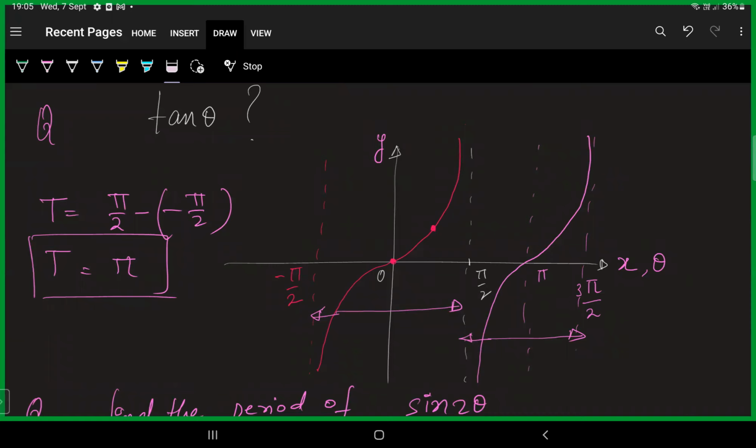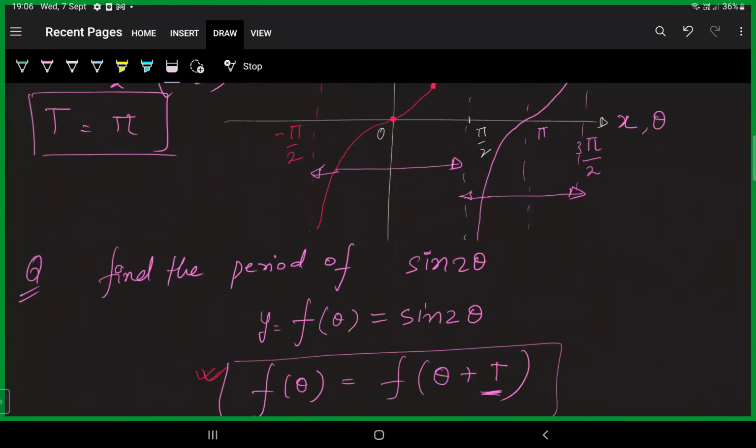Because tan of negative theta is what? Negative tan theta, right? So this is tan theta, and this is tan of negative theta, because this side is negative. So my tan of negative theta is negative of tan theta, right? We have done this in class. So don't say I have not done it.